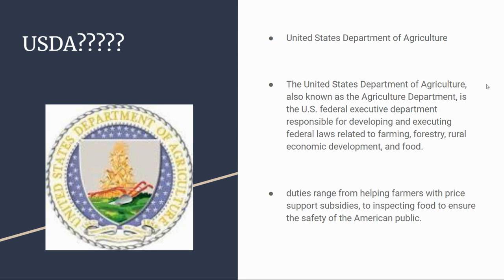All right, so the USDA. Some of you know USDA, some of you may not. So what is the USDA? Well, the USDA stands for the United States Department of Agriculture. The USDA, also known as the Agricultural Department, is the U.S. federal executive department responsible for developing and executing federal laws related to farming, forestry, rural economic development, and food. Their duties range from helping farmers with price support subsidies to inspecting food to ensure the safety of the American public. So it is the governing body specifically designated to regulating and helping agriculture in the United States.